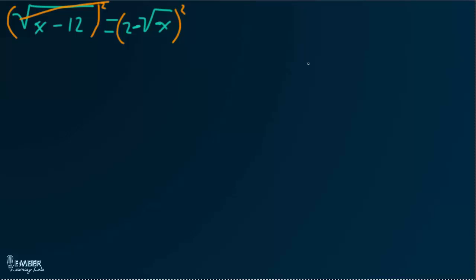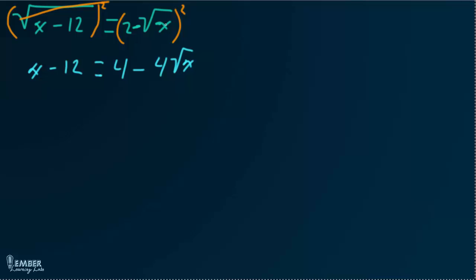So over here on the left-hand side, we're left with just x minus 12 equals. Now this one, we're going to use our FOIL trick because we're squaring a binomial. So 2 squared is 4, and then for the middle, we multiply them together and then multiply it times 2. So it's going to be negative 4 times the square root of x. And the last one, we square it, so it's going to be plus x, because the square root of x squared is x. Looks good so far. Now, we're going to have to isolate this square root right there.